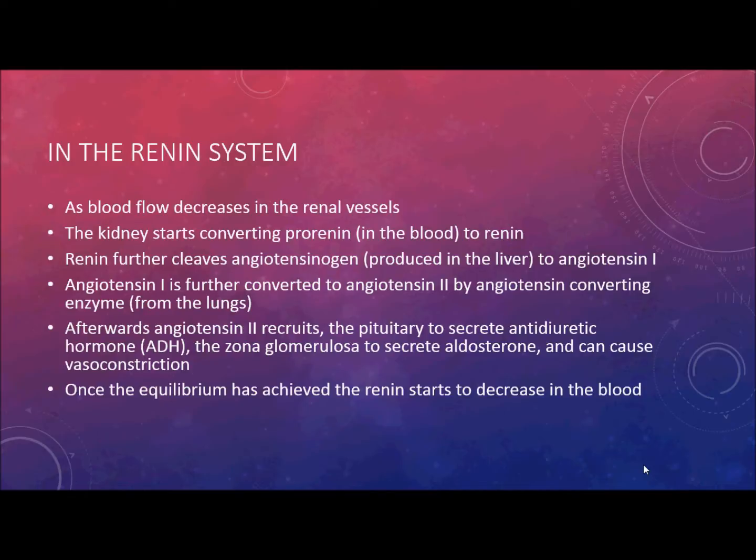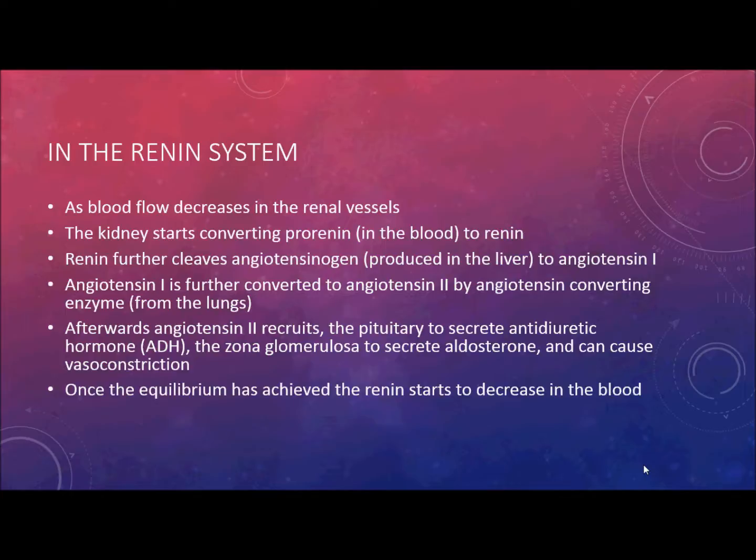Now, in the renin system, as blood flow decreases in the renal vessels, which means that there is low blood pressure, the kidney starts converting the prorenin, which exists in the blood, to renin. Renin further cleaves angiotensinogen, produced in the liver, to angiotensin 1. Furthermore, it is converted to angiotensin 2 in the lungs by an enzyme called angiotensin converting enzyme. From this reaction it also produces angiotensin 3, which is a metabolite. It's also excreted outside the blood.